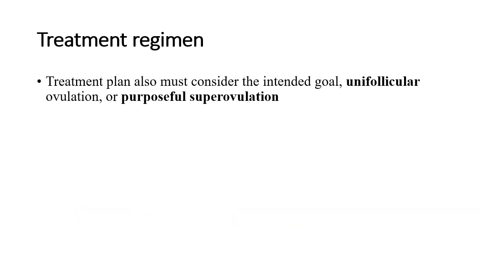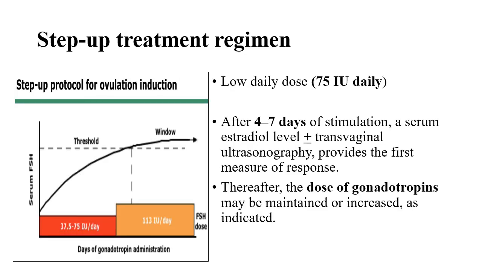Now coming to the treatment regimes. Whatever treatment regime we use, we should consider the goal of our treatment, that is either unifollicular development or a purposeful superovulation. We'll first discuss the step-up treatment regime. In the step-up regime, we start with a low dose, that is 75 international units of gonadotropin daily, and give it for 4 to 7 days. After 4 to 7 days, we do an estradiol level and/or a transvaginal ultrasound to measure the response to treatment. After that, we'll know whether to increase the dose or maintain the same dose.